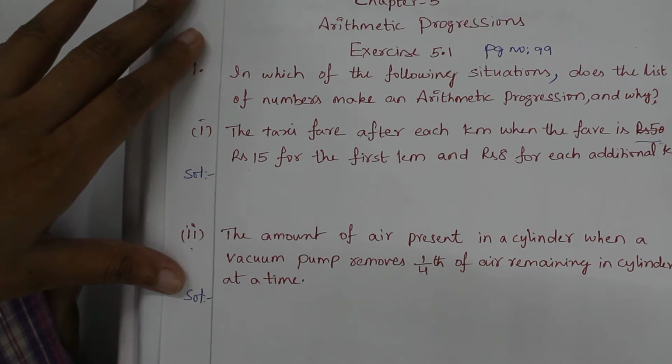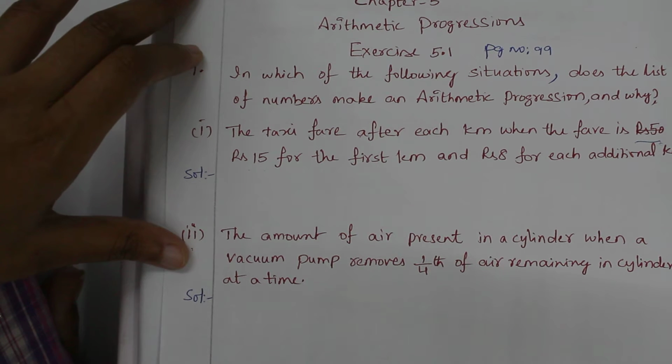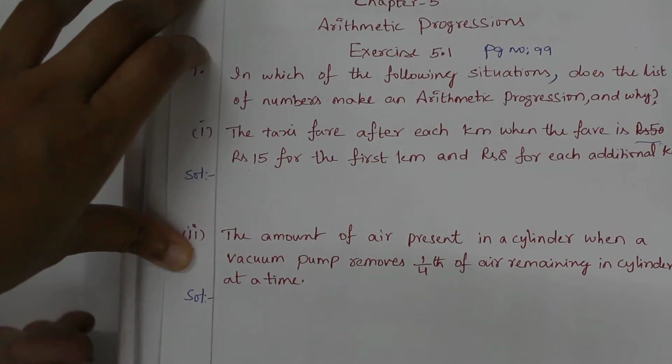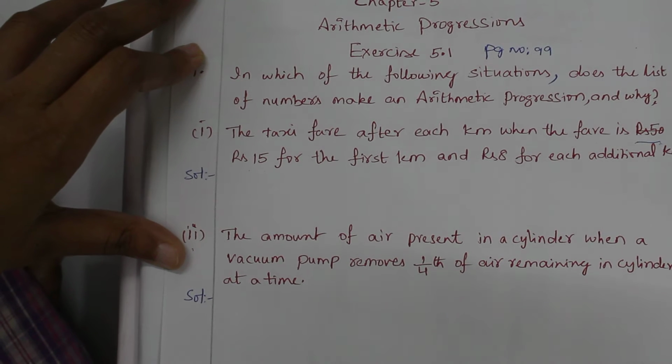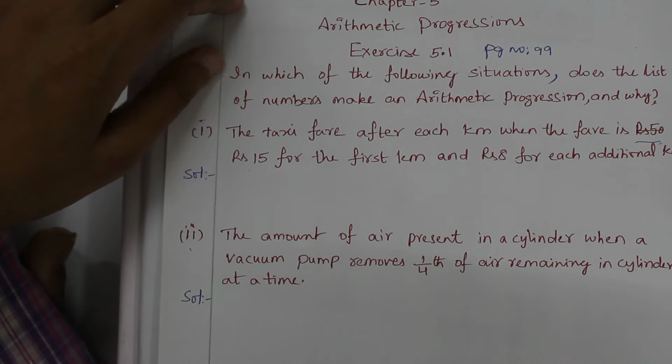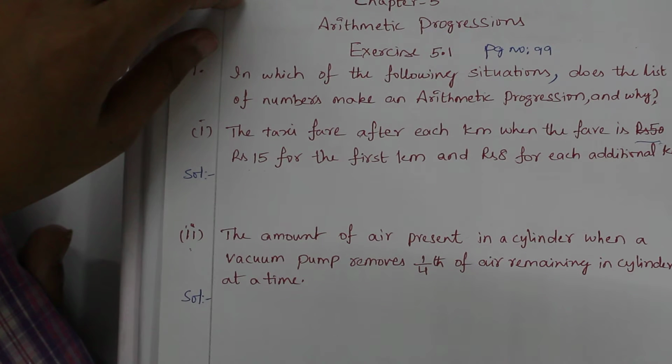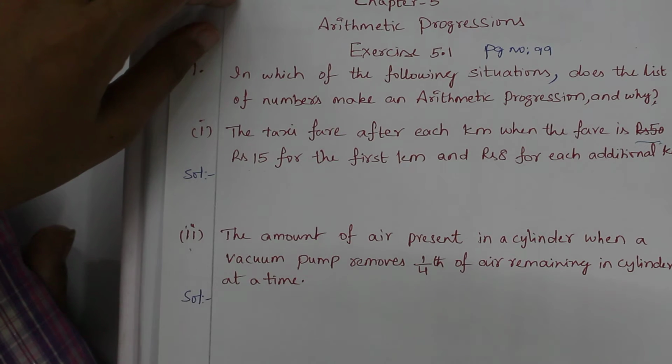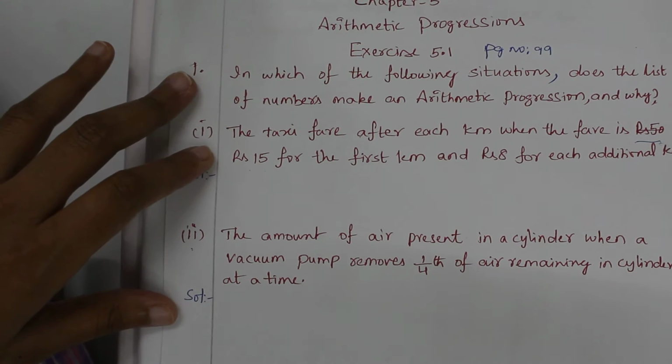In which of the following situations does the list of numbers make an arithmetic progression and why? So here in this problem, he has given some instances and we have to find out whether those instances make arithmetic progression or not. Now let's read the first question.